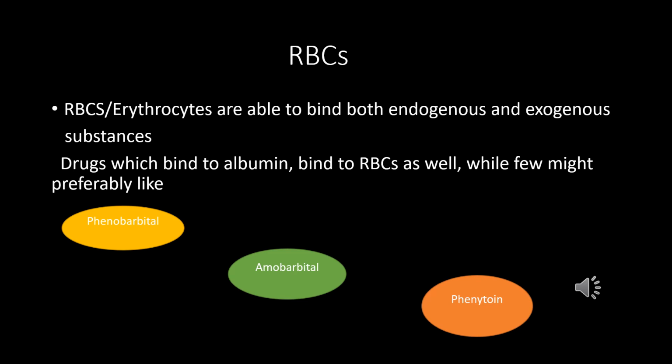Now the RBCs or erythrocytes, which, as you know, constitute almost 45% of the blood, are also involved in the transport of endogenous and exogenous substances through binding. Drugs which bind to albumin also bind to RBCs as well, while a few might preferably bind with the RBCs. Examples of such drugs are phenobarbital, amobarbital, and phenytoin. However, irrespective of how great an affinity a drug holds for the RBCs, mostly it will bind with the albumin first.